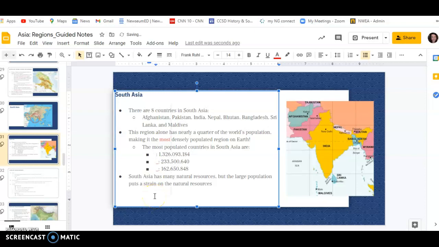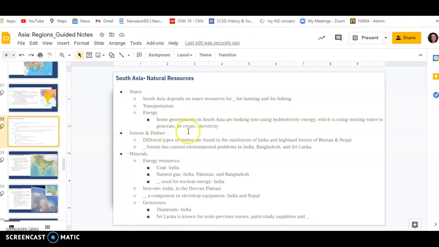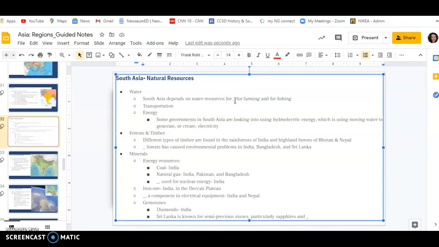The 3 most populated countries in South Asia are India, Pakistan, and Bangladesh. We see those here, India, Pakistan, and Bangladesh here. South Asia has many natural resources, but like we've seen in other places, a large and ever larger population does put a strain on those resources, right? So let's take a look at what some of those abundant resources are.